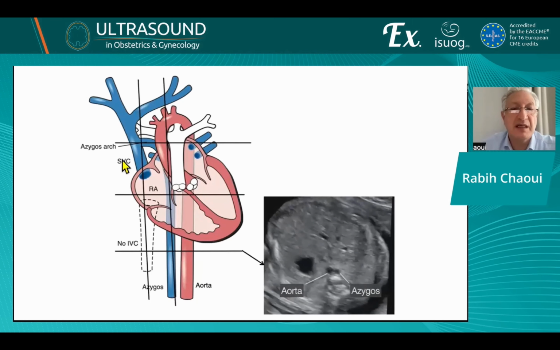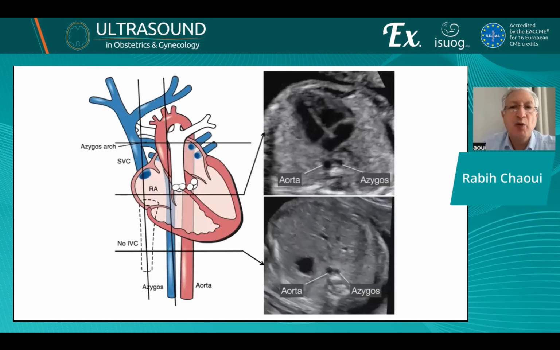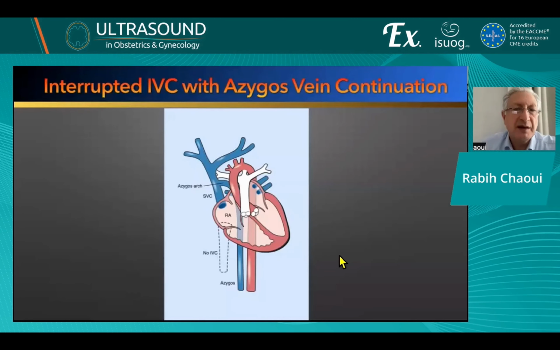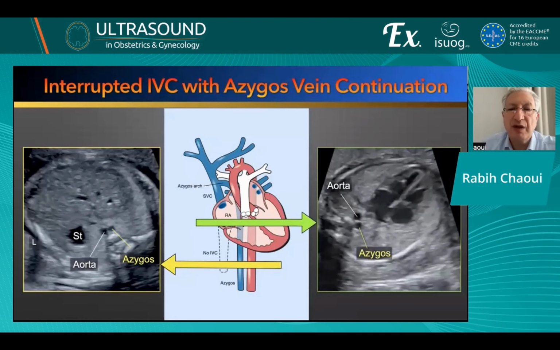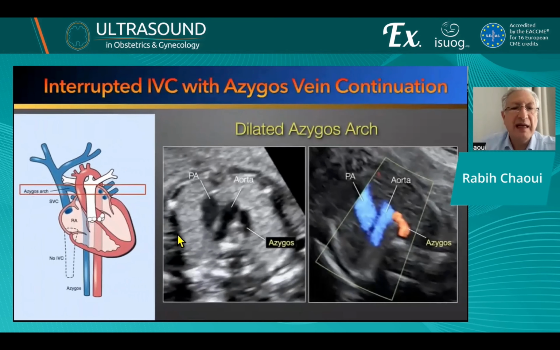And this is what I'm going to show you in the next slide. So you see here, this is the plane at the level of the abdomen. You have an absence of the IVC and the azygos and aorta side by side, which was called the double vessel sign. Here again, demonstration at the level of the upper abdomen, the azygos side by side to the aorta, at the level of the four-chamber view, the azygos side by side to the aorta, and then in an upper plane here, we'll have a dilated azygos arch where the azygos becomes visible.